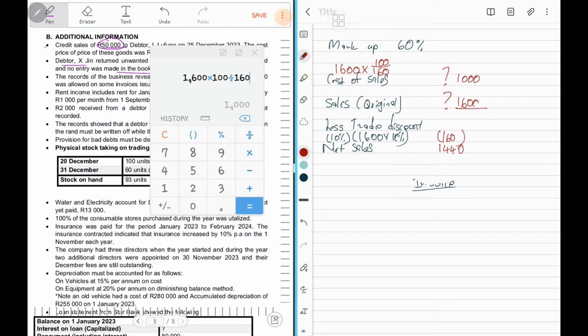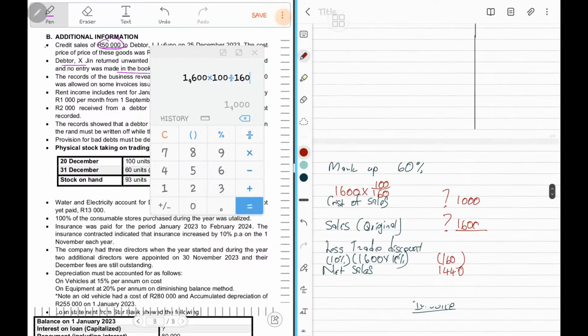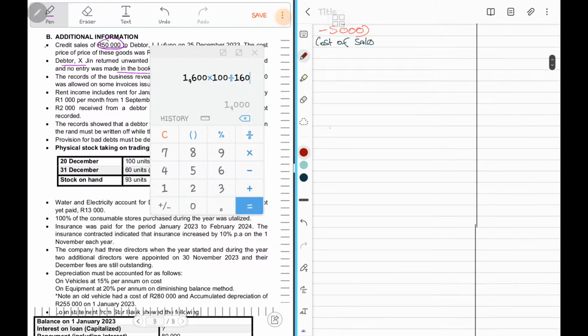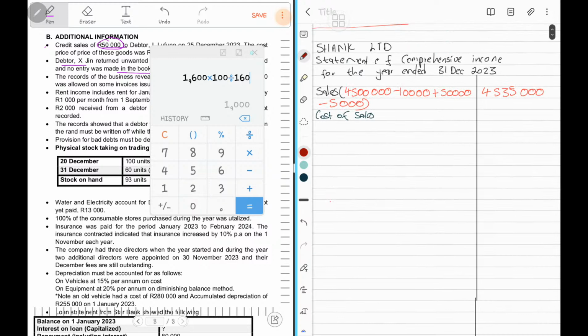So Sylvanus Khodimzami asked, what happens if there is a trade discount and cost of sales is not given but sales is given? So now I hope you can see that this is how we do it. Then let's apply in our context here.